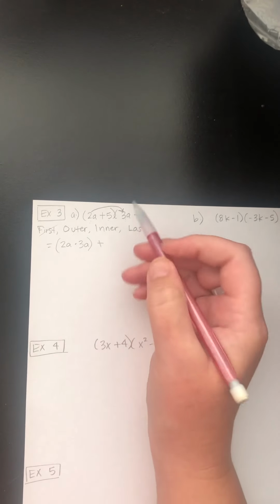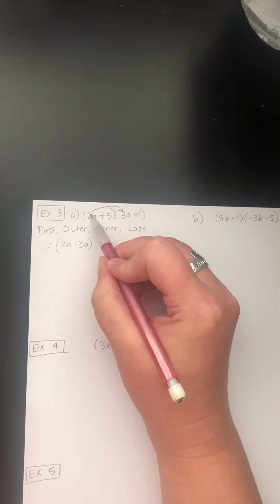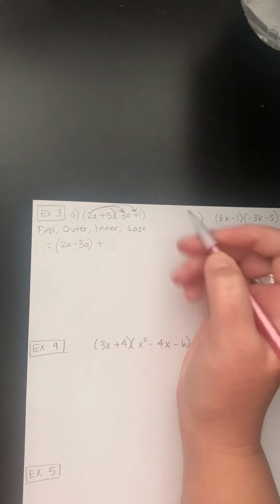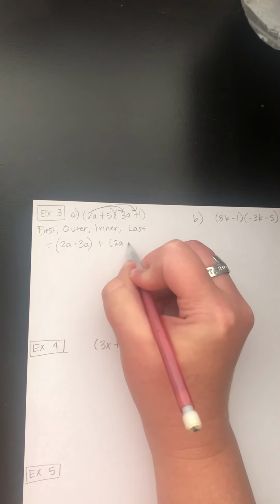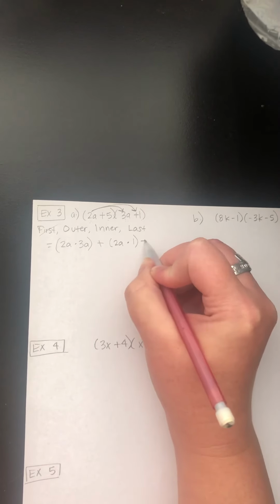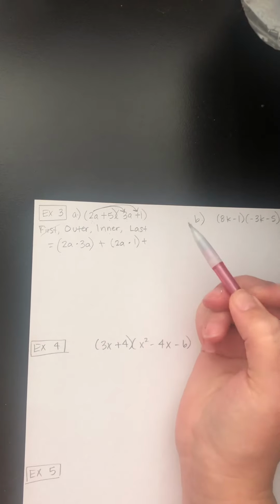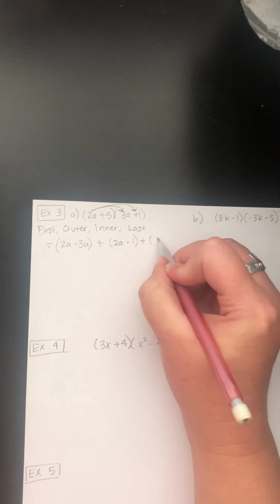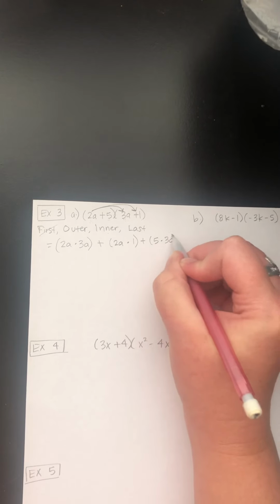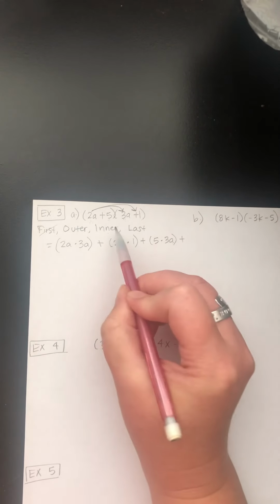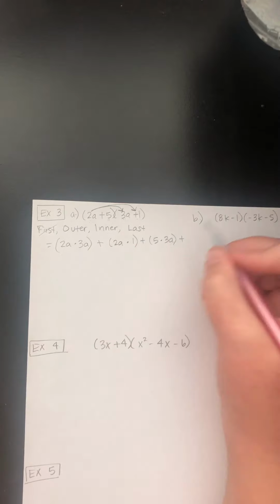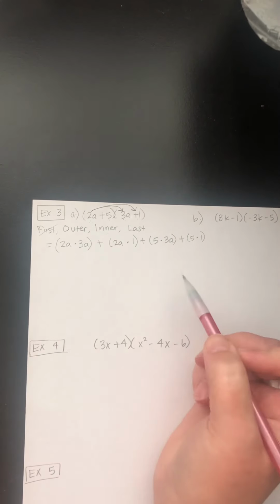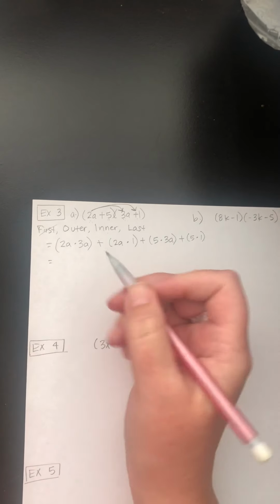Our outer terms, this is an outside term, 2a, and 1 is an outside term. We're going to multiply those two together. So 2a times 1. Plus our inner terms, 5 is an inner term and 3a is an inner term. 5 times 3a. Plus our last two terms, 5 and 1. 5 times 1. Now we just multiply it, simplify them.